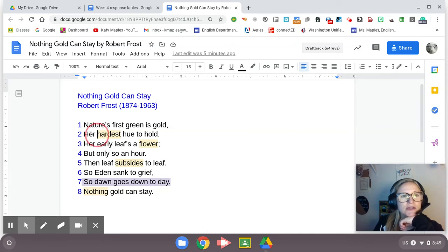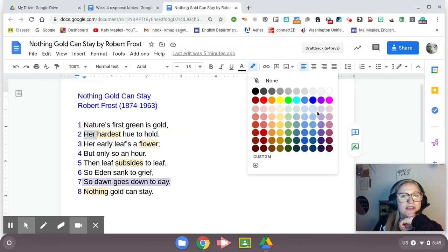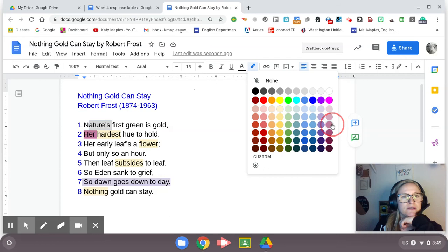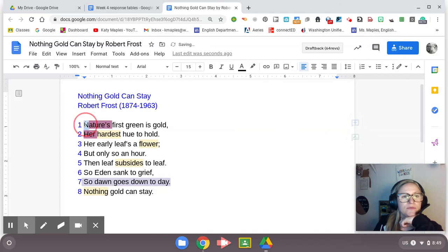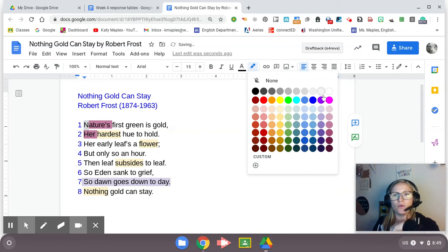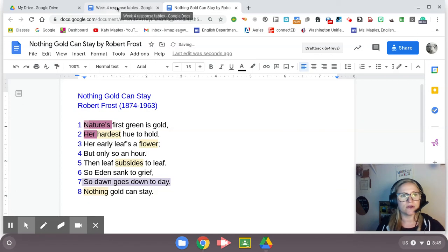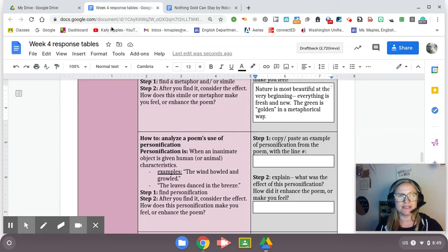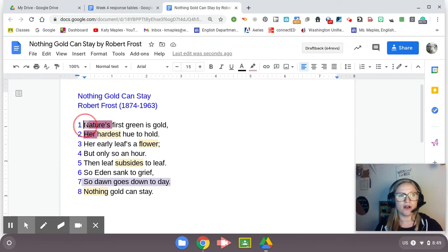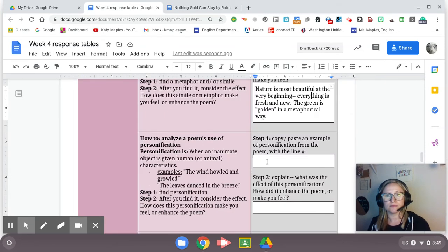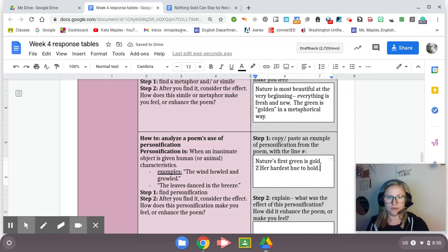Well, he says her, but he's not talking about a woman. He's talking about nature. So that's personification, right? Nature is not a woman, but he's using it that way. So let's go back to our table. So copy and paste an example. Could just copy those two lines, right? That's lines 1 and 2.